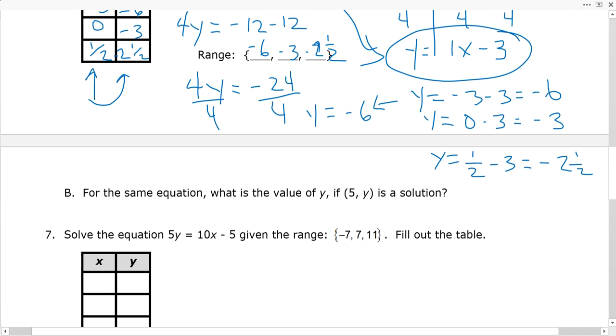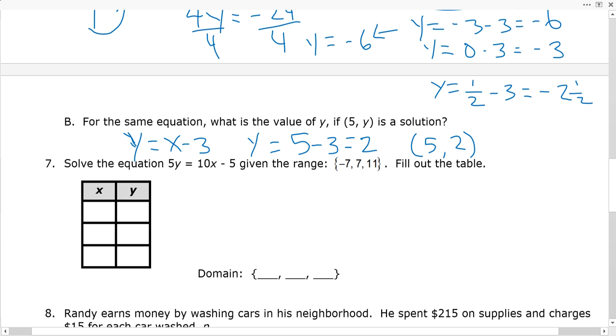Okay, we're using the same equation. We're looking for y if 5 is the x value in a solution. So I'm going to use my equation y equals x minus 3. I'm going to substitute in y equals 5 minus 3 equals 2. So 5, 2 is a solution.